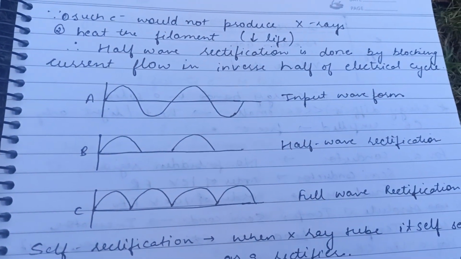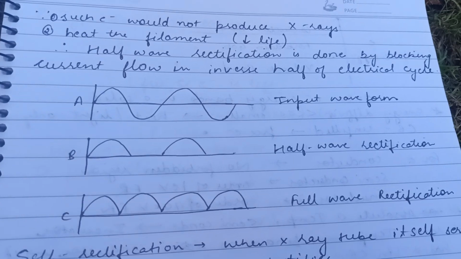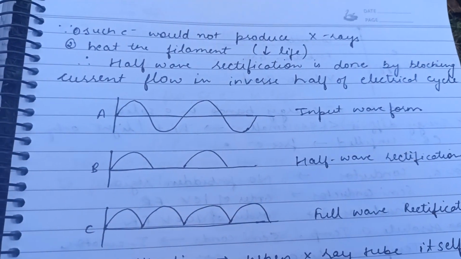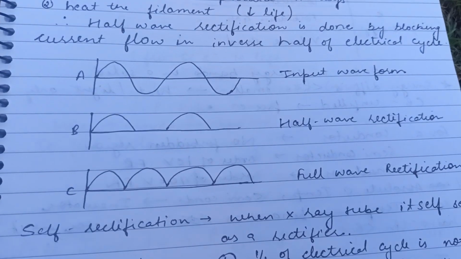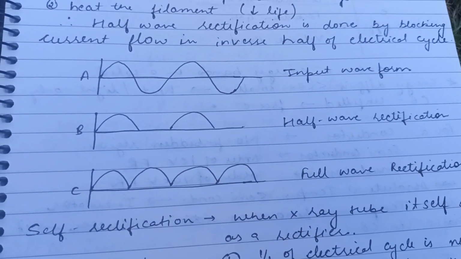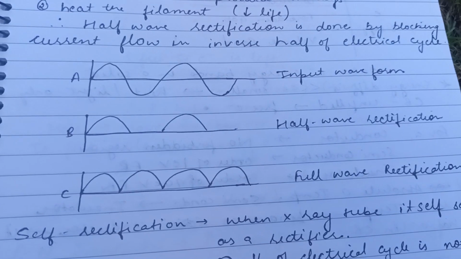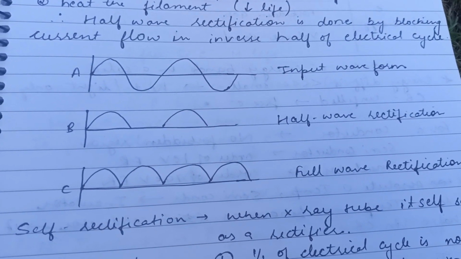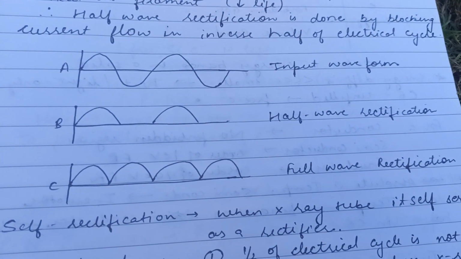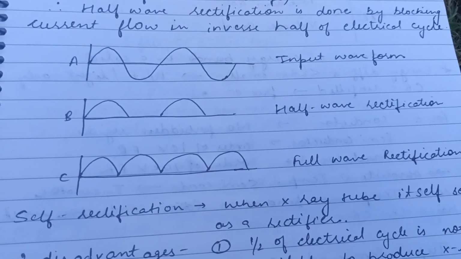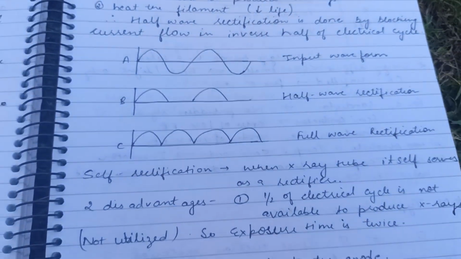Therefore, half-wave rectification is done by blocking current flow in the inverse half of the electric cycle. For example, A shows the input waveform, then after rectification, half-wave rectification is used, and then for full wave rectification, different types of setups are there.